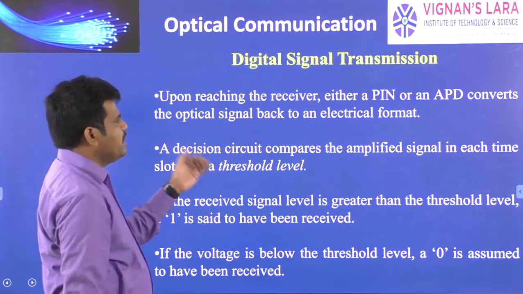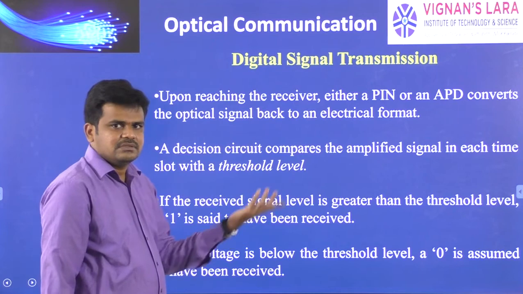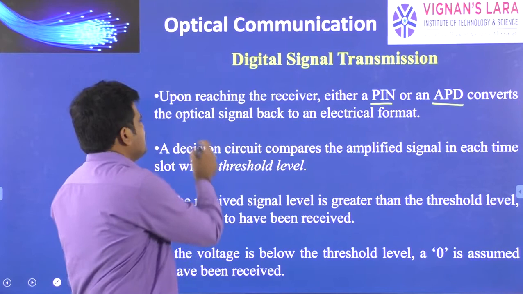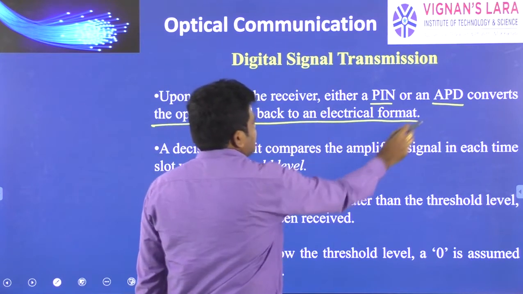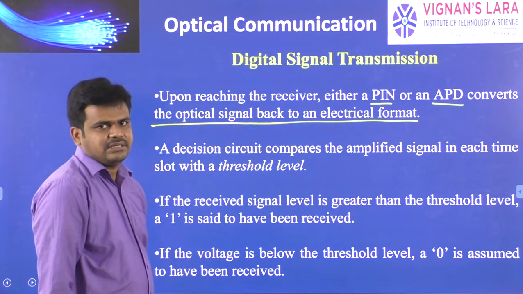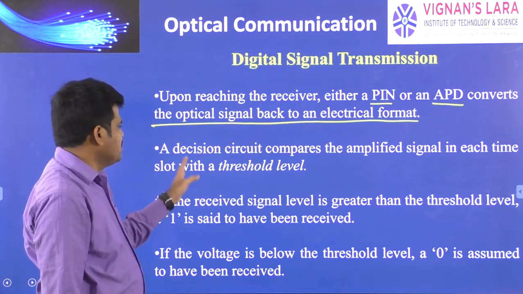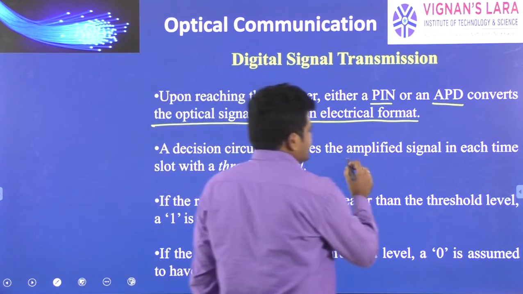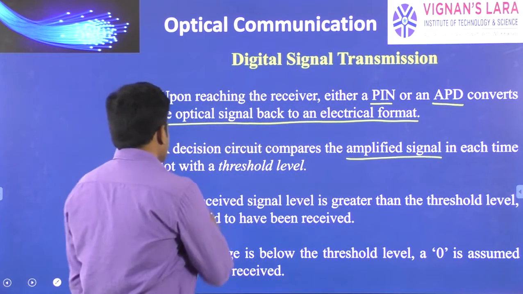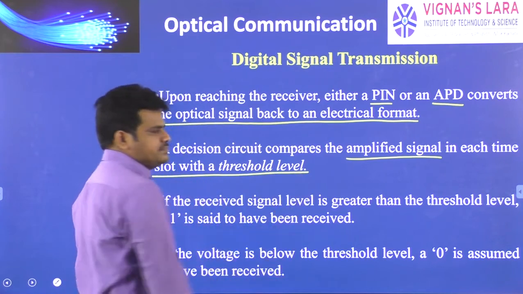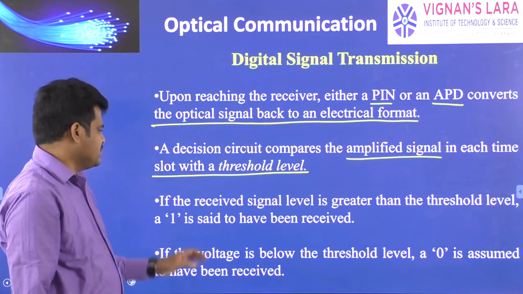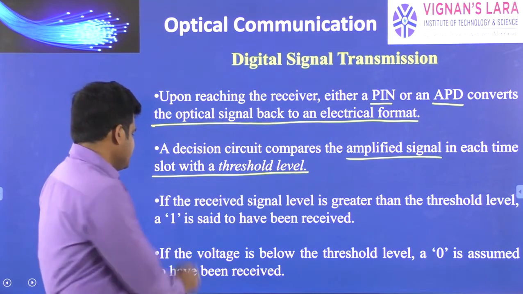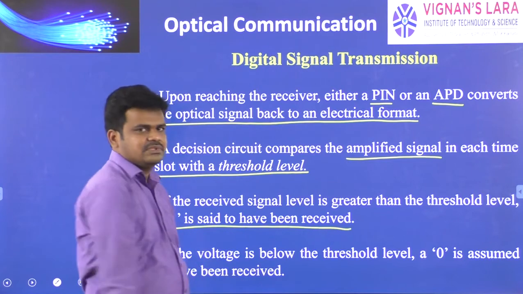Okay, so upon reaching the receiver, what happens? As I said, the PIN diode or APD, avalanche photodiode, converts the optical signal back into the electrical pulses or electrical signal. After that, what will the decision circuit do? It will compare the amplified version of the signal every time with the threshold level. If the received signal is greater than the threshold level, logic 1 is said to have been received.